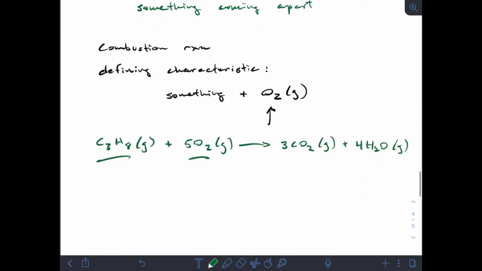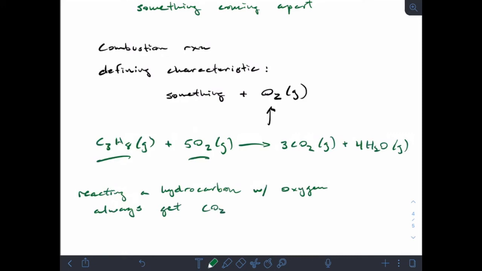This is kind of an important thing, so I'm going to write it out. Reacting a hydrocarbon. Thinking about the words there: hydro and carbon, so we're talking about hydrogen and carbon, like propane there. Reacting a hydrocarbon with oxygen, we always get CO2 and water. Those are always the products of a combustion reaction with a hydrocarbon.